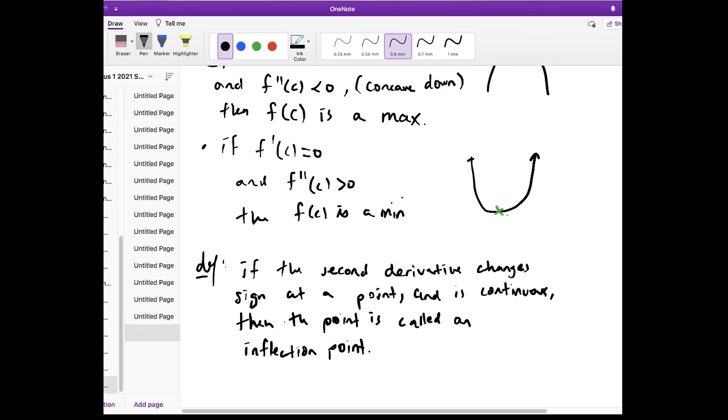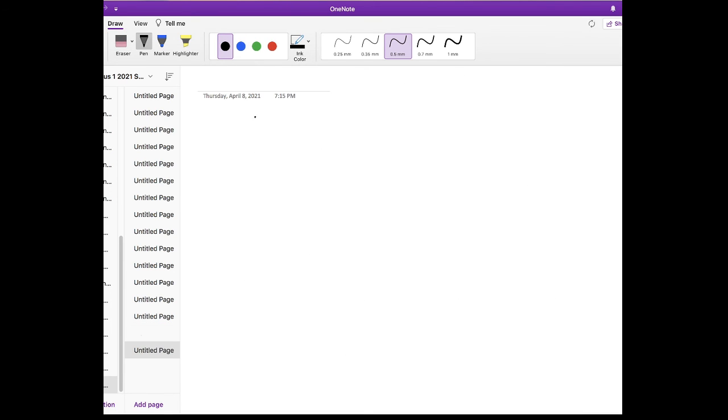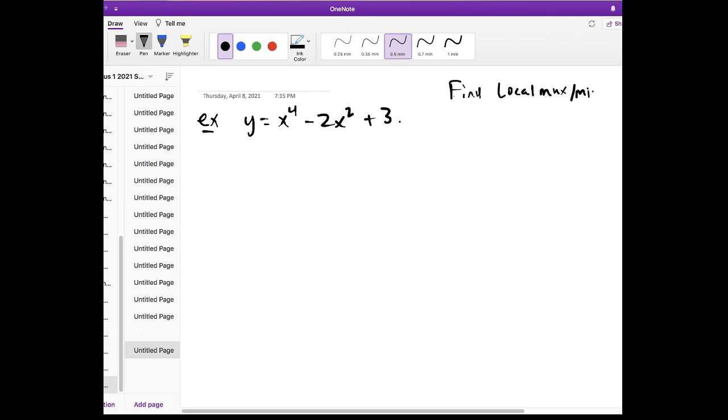Okay, so let's do an example, and we'll kind of use all these tests with our primary focus on the second derivative test. Let's have x to the fourth minus 2x squared plus 3. So let's find a local max and min using second derivative. And while we're at it, let's find concavity and any inflection points.